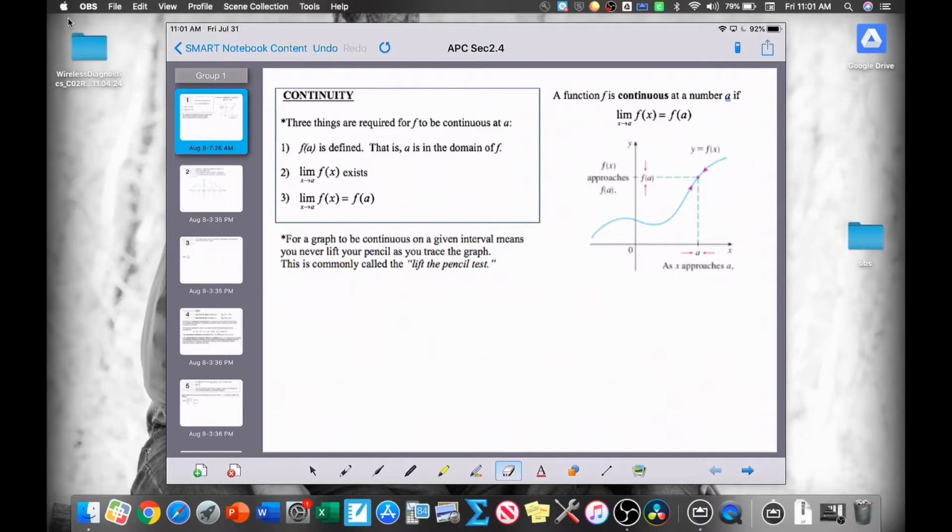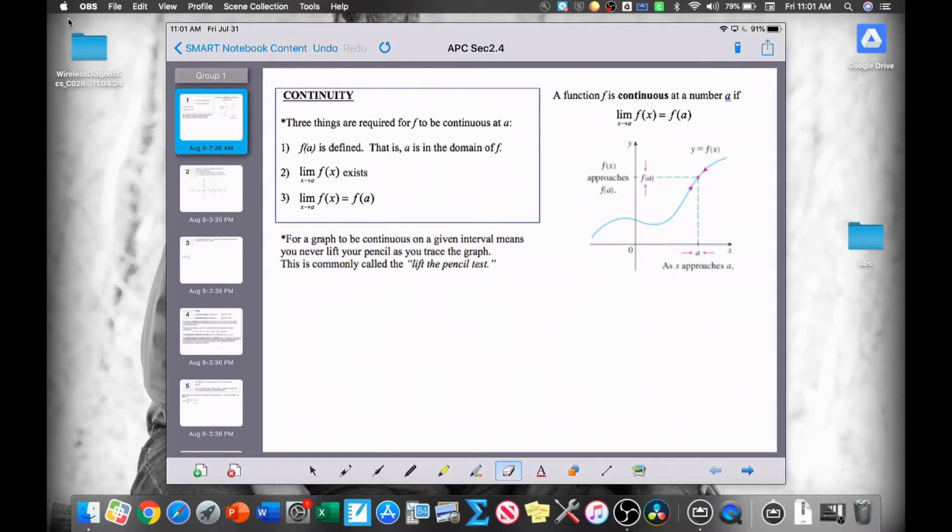That is, when you plug in whatever a is, like if a is 2, when you plug in x equals 2, then that value has to be in the domain of the function, and f of a has to be a number. It has to exist. It can't not exist on our graph.